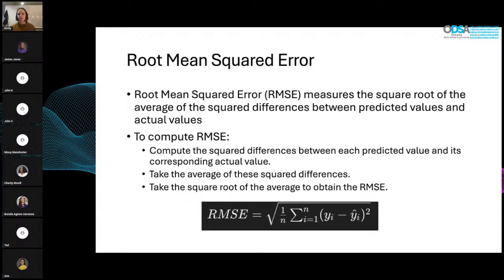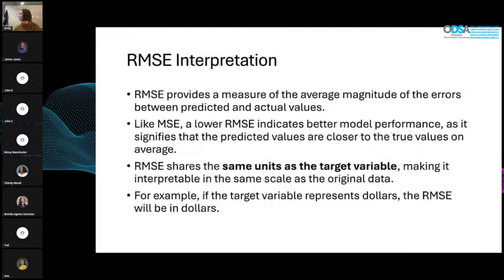Now that we've got that, let's talk just a little more about root mean squared error, RMSE. RMSE is a measure of the average magnitude.